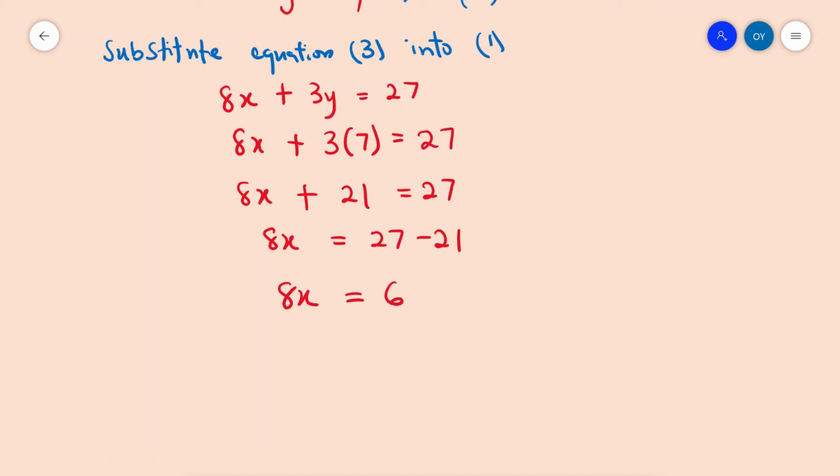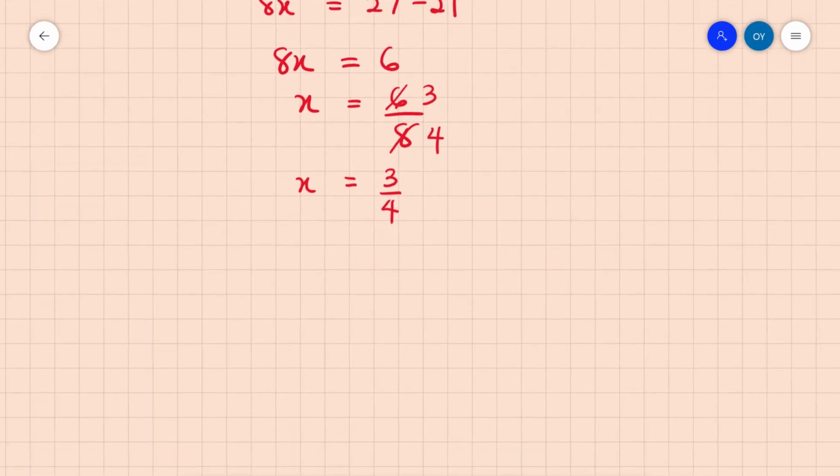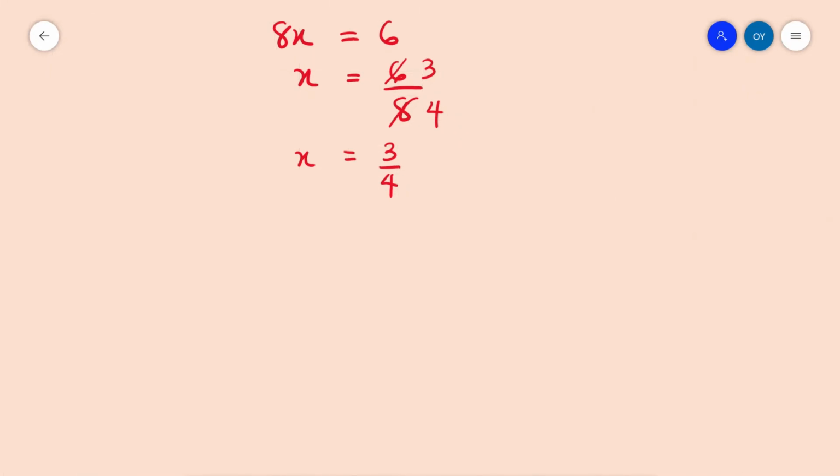So 8x equals 6. To obtain x, divide both sides by 8. So we have x equals 6 over 8, and this can be reduced to the lowest term by dividing by 2. We have 3 over 4. So x equals 3 over 4.